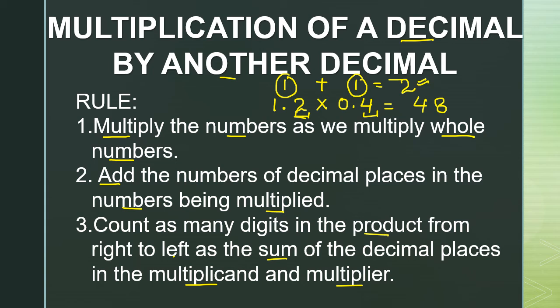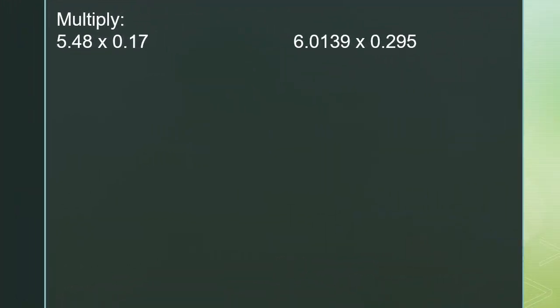So in the product, we will count 2 places from the right side. So 1 and 2, and then we will place the decimal here. So this product of 1.2 and 0.4 will be 0.48. Let us do some questions based on this. In the first question, we have to multiply 5.48 by 0.17. So firstly, we will multiply these two numbers just like whole numbers.